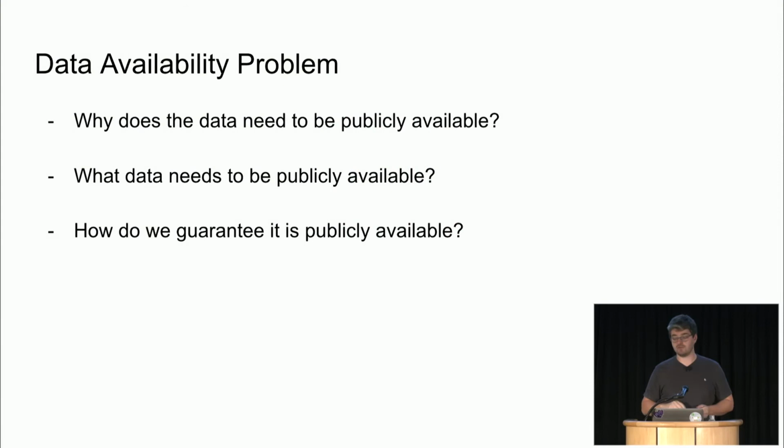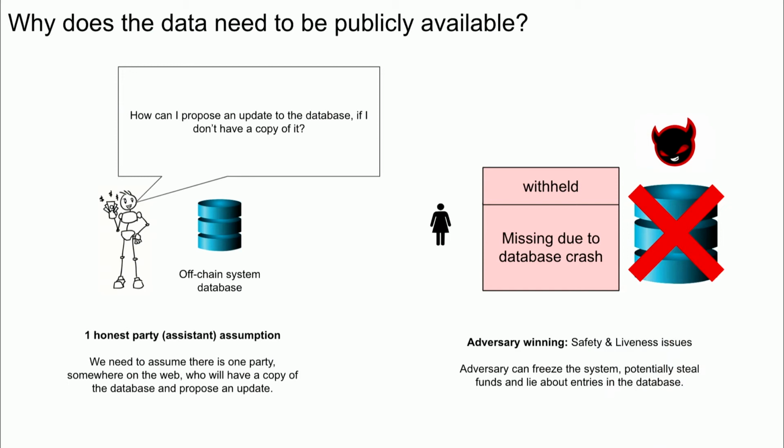So what about the data availability problem? How does that work? Or what's the problem there? So there's three questions. Why does the data need to be publicly available? What data needs to be publicly available? And how do we guarantee it's publicly available? So why does it need to be publicly available? Well, it's because we need one honest party to assist the bridge. They must have a copy of the database in order to execute transactions and propose an update. If only the adversary has a copy of the latest database, then no one can propose an update to the database. Very straightforward.